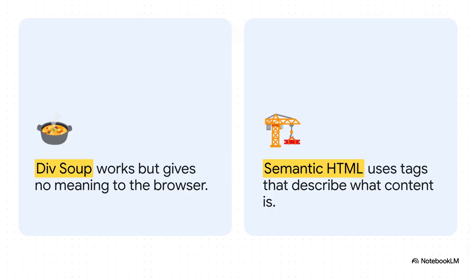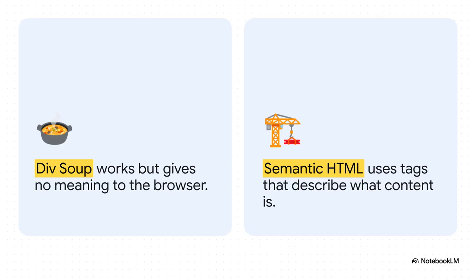Sure, it visually holds the menu and the content together, but it gives absolutely zero meaning to the browser. A search engine looking at div soup has no idea what part of the page is the main article and what part is just a footer. Enter semantic HTML. Instead of using generic containers, we use tags that actually describe their purpose. Header, nav for navigation, main, article, and footer.